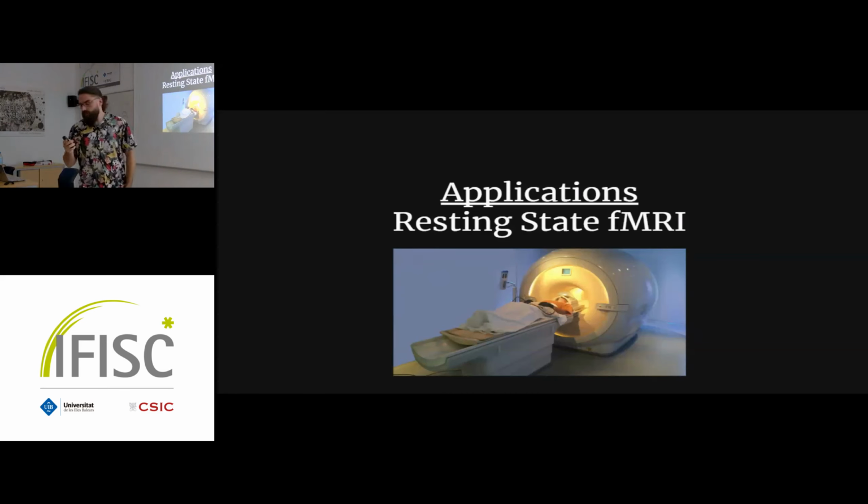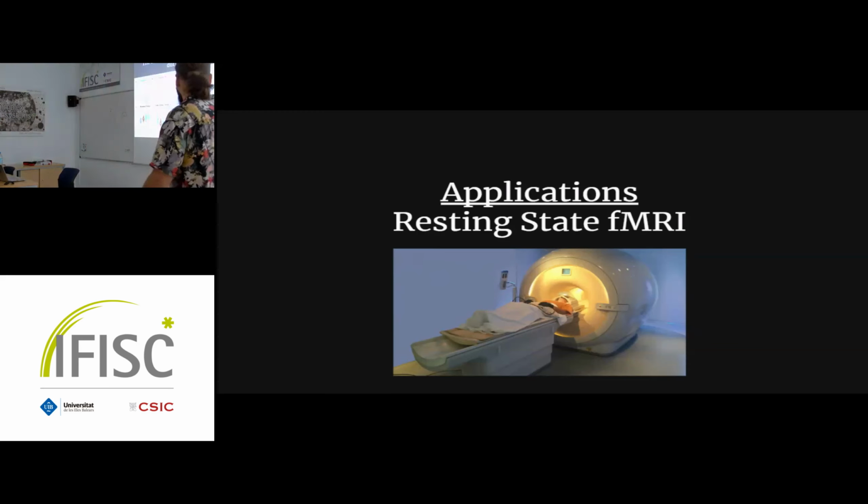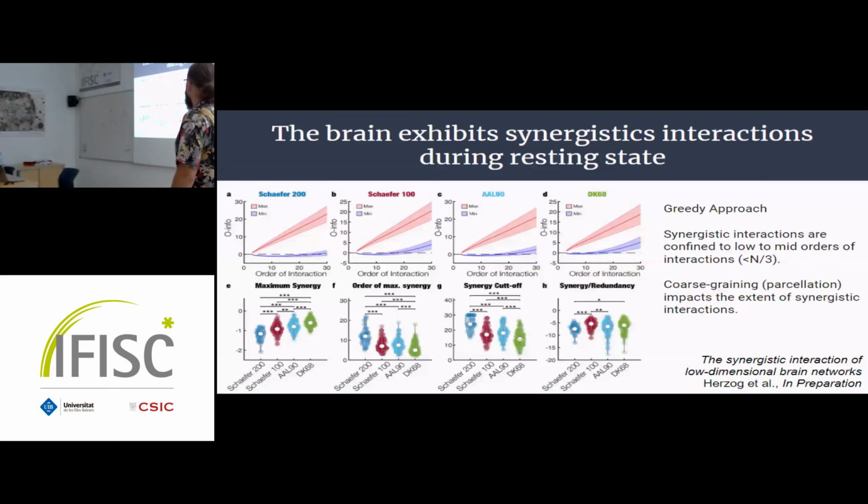Okay, so resting state functional magnetic resonance. As I said, resting state is just doing nothing inside the resonator for 7 to 10 minutes usually. And what we found is that when you take this data, you can do what is called parcellation. Parcellation is just coarse graining of the brain activity.